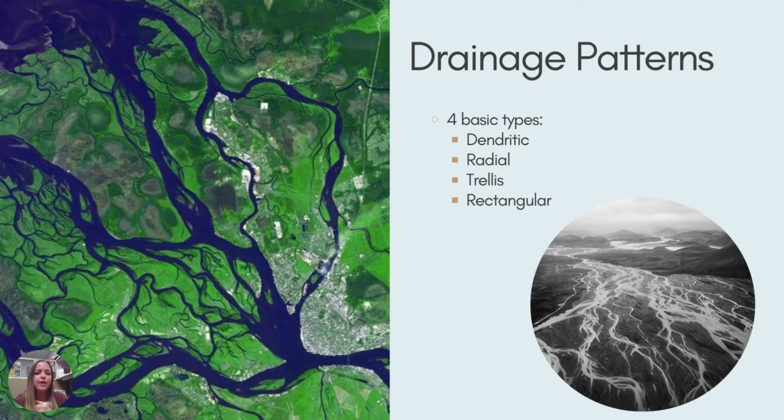All right, moving on to drainage patterns. When we're talking about the way that water is moving, we have 4 basic drainage patterns. So this is all just surface water still. Dendritic, radial, trellis, and rectangular are the 4 basic types.